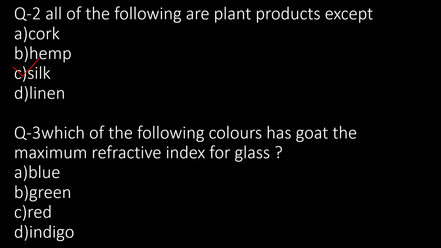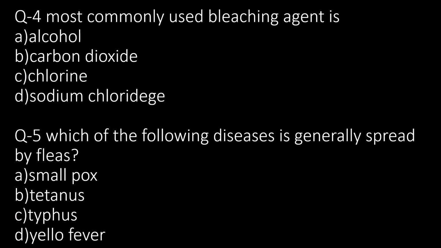option C, silk. Our next question is: which of the following color has got the maximum refractive index for glass? And the right answer is option C, red. Our next question is: most commonly used bleaching agent is. And the right answer is chlorine.